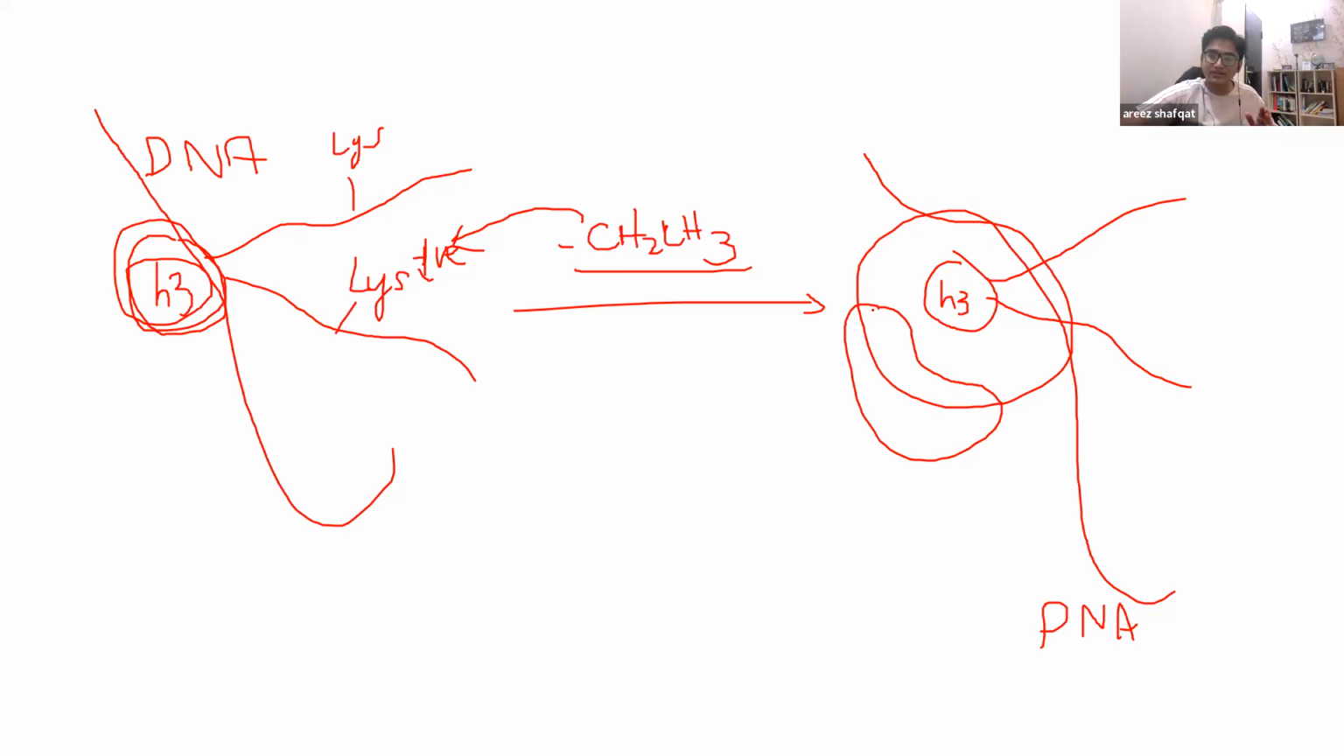Does this make sense to everyone so far? You can type in the chat. I can read the chat if you want. Yes. Okay, that's good. So acetylation increases gene expression.